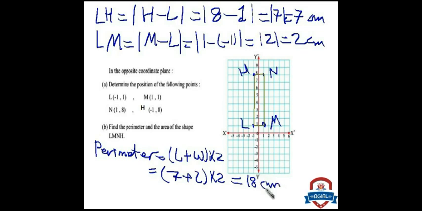Now the area equals length times width. The length equals 7 and the width equals 2. So 7 times 2 equals 14 square centimeters.